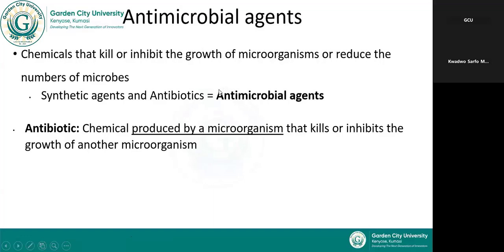So antimicrobial agents could be antibiotics, which are chemicals produced by other microorganisms against other microorganisms to kill or inhibit them. Or they could be synthetic agents, where they are not produced by other microorganisms, but are produced by formulating or combining other compounds or active ingredients to achieve killing of other microorganisms.